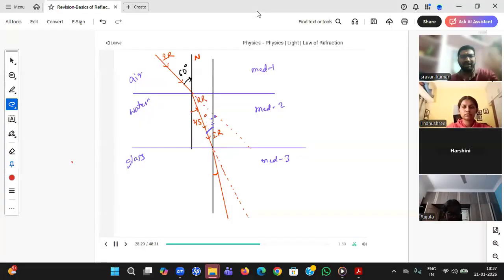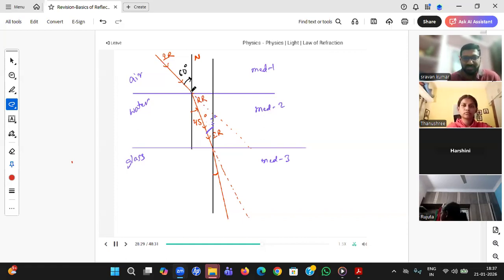Okay, so now suppose there is a case-based question, which is very, very rare. Case-based questions don't come; only 1-mark and 2-mark questions you can expect from this topic. Suppose I want to apply Snell's law, and the picture is given like this, asking me to apply Snell's law at two different places.